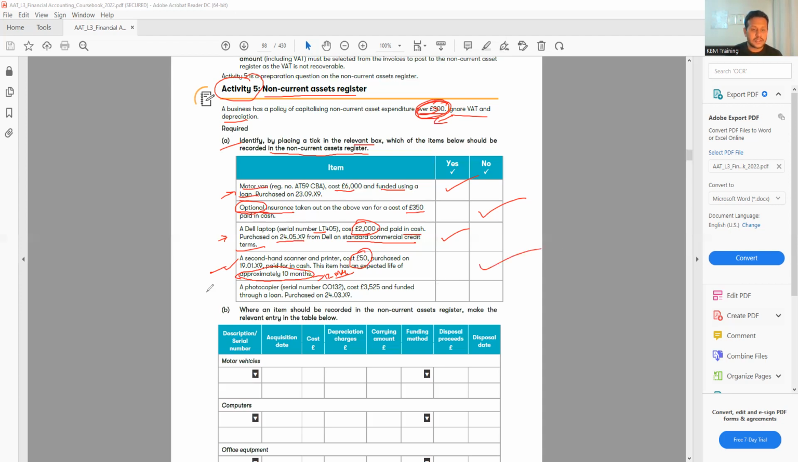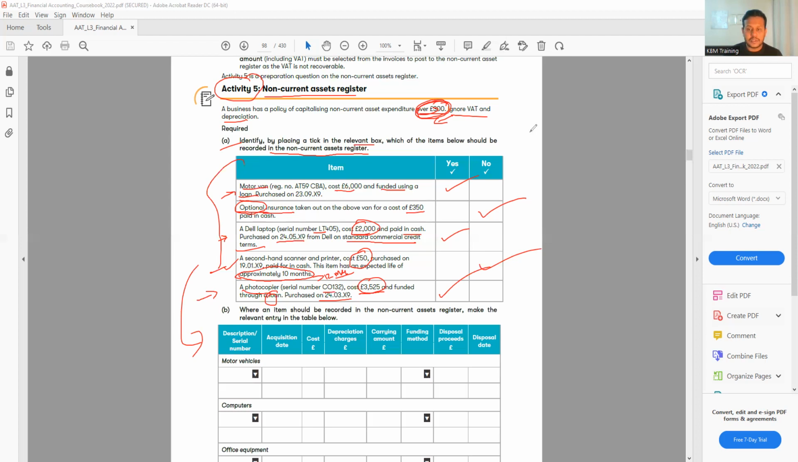The next one is a photocopier. A photocopier, serial number, this cost 3,525 and funded through the loan, purchased on 24th of March 2019. So the cost is more than 300 and also it is a photocopier. It is an asset and I'm going to use it for more than 1 year. So I said yes, I have to record it on the non-current asset register. In the next section, we're going to put all this in the boxes. In the exam, you really don't have to write anything, but you have to choose from the drop down and just write them out.